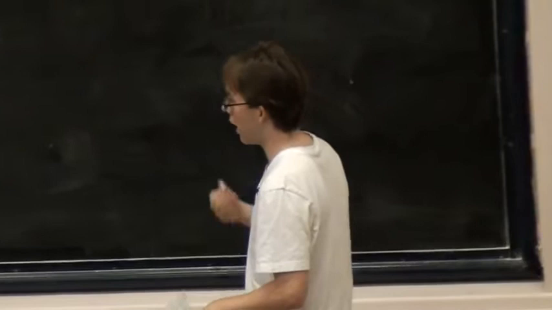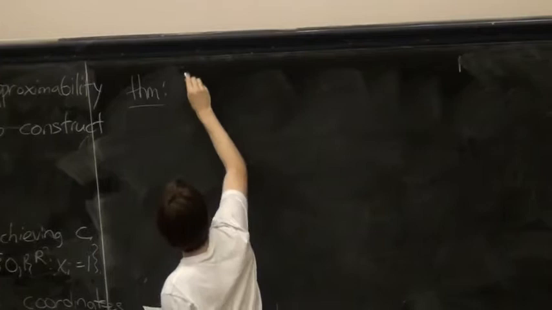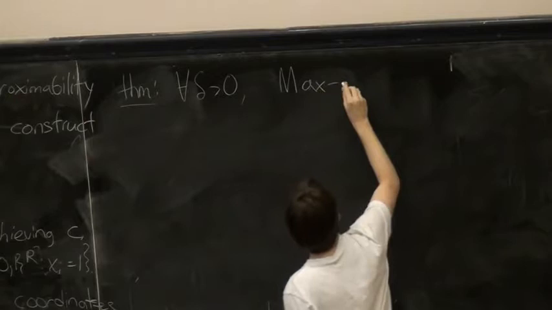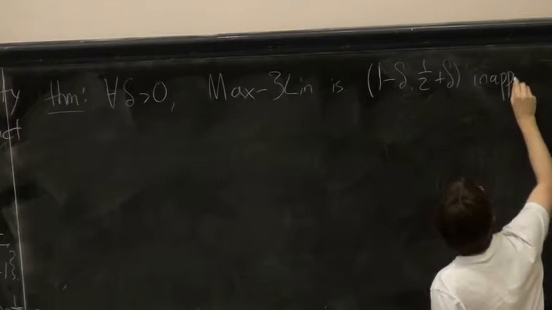So the first such result I'll prove is about the three-lin problem. And it says that for all positive delta, max 3-lin, I'll remind you what this problem is in a second, is 1 minus delta versus half plus delta inapproximable, assuming the unique games conjecture.